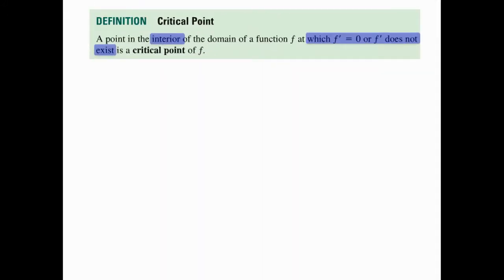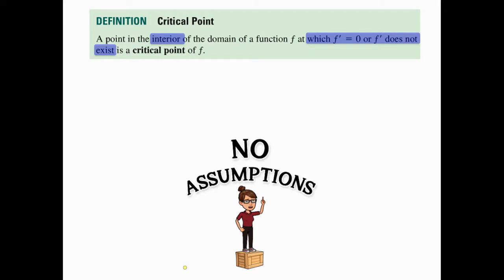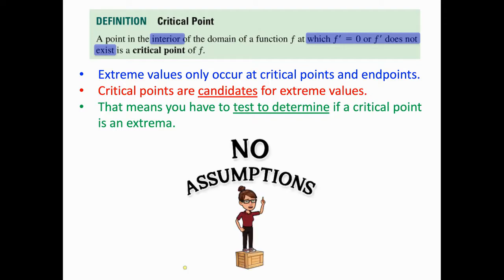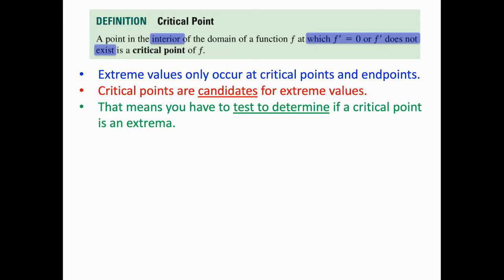These locations that we look at to test for extrema are called critical points. You're going to hear that word for the rest of the year. Critical points. A point that's in the interior of the domain where the derivative either equals 0 or doesn't exist is called a critical point. Do not assume every critical point is an extrema, though. Okay? Extreme values will only occur at critical points and endpoints. Make sure you know that. And critical points are candidates for extreme values. Again, like I said, it doesn't mean they're automatically extreme values. It just says, hey, check here. So you have to test it to determine if it is in fact an extreme value or not.